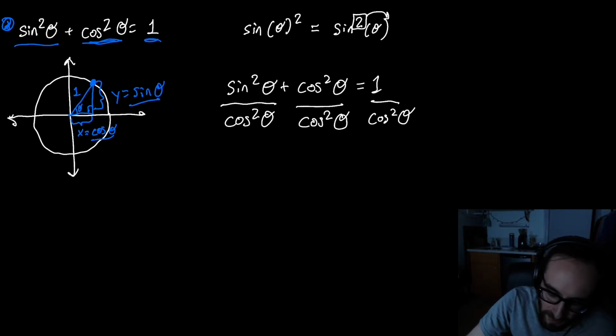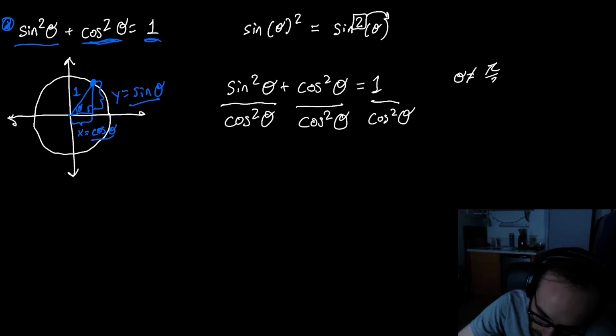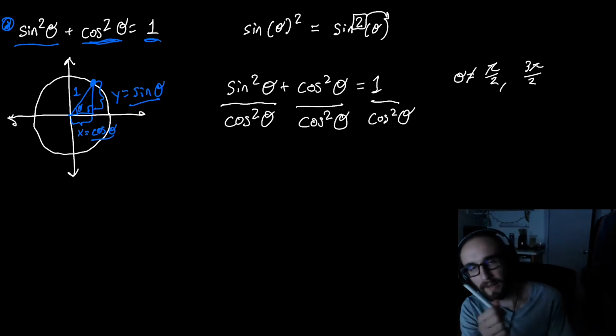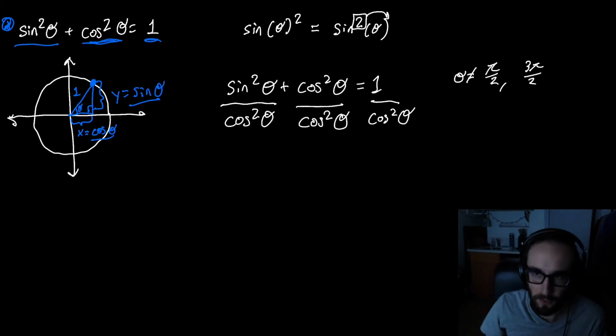And one note is that when we do this, we need to make sure that theta is not equal to anything that would make cosine 0. So it's going to be pi over 2 and then 3 pi over 2, and any multiple plus or minus 2 pi of those.